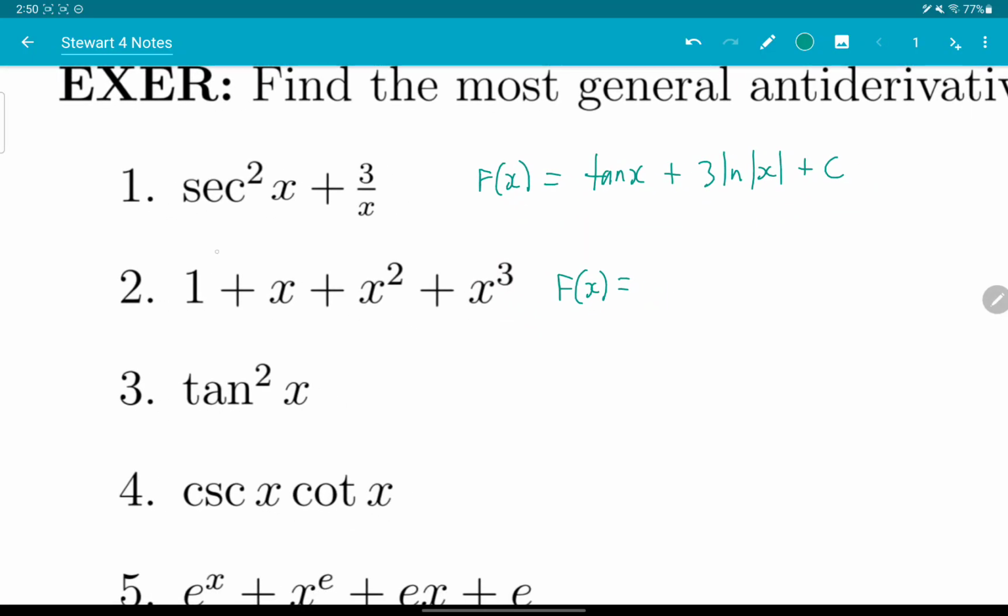Next one. Okay, what function has 1 as its derivative? Well, it's just going to be x, right? And then for the other ones, I use my formula.